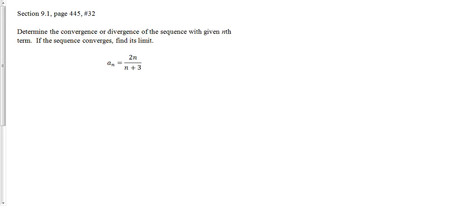Now, if we want to determine if the sequence converges or diverges, that means we really want to know what the limit is. If the limit is equal to a number, like 14 or 107, then we can say that sequence converges. If the limit is undefined or equal to infinity, then the sequence diverges. So determining convergence or divergence is the same thing as solving the limit. We want the limit as n goes to infinity of our general term, which is 2n over n plus 3.